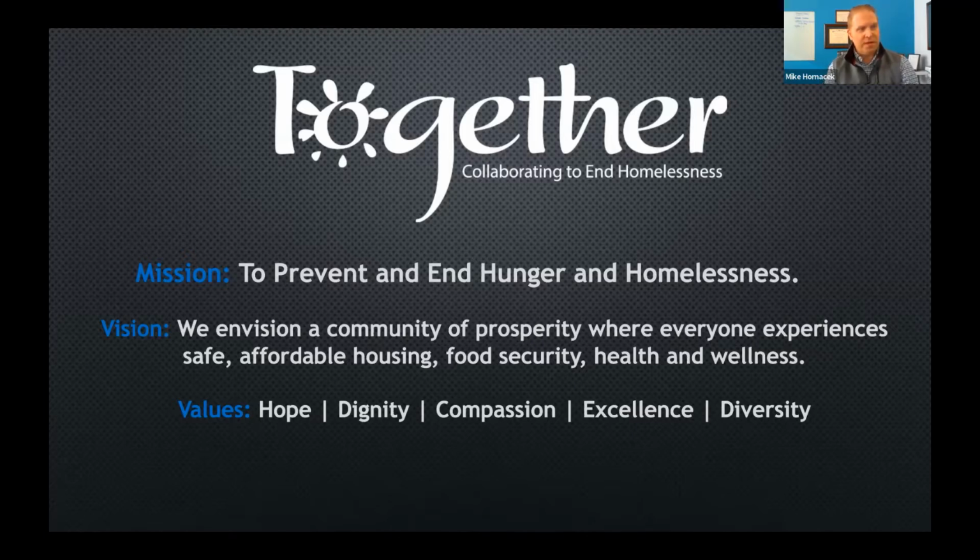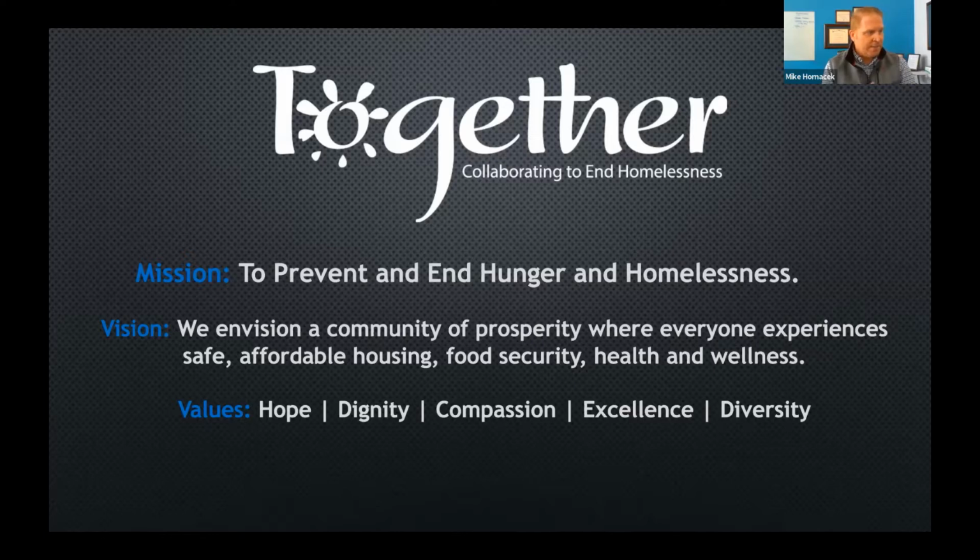But anyways, Together is an organization that you may or may not have heard of. We've been in the community for 47 years this year. Our unique tie to the community is the 1975 tornado. We were formed by the 1975 tornado and were created to meet the needs of those tornado victims and make sure that we provided food, shelter, and basic necessities. What we look like today is an organization that's focused on hunger and homelessness.